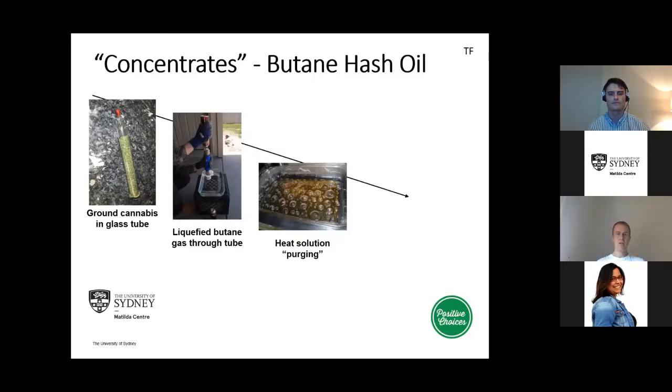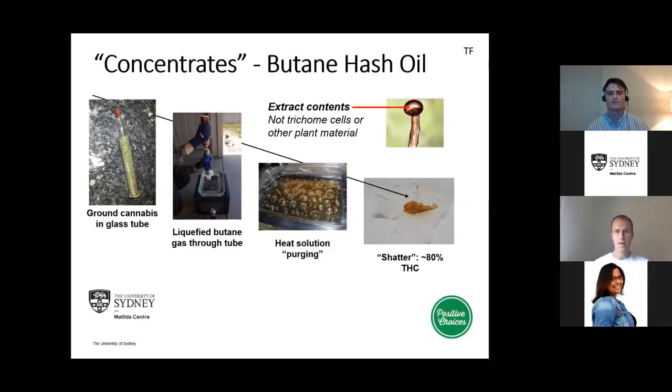This can then be heated through a process called purging. And this produces a concentrated product such as shatter, named after its brittle appearance, with around 80% THC. And then these can get up to around 90, depending on the extraction process. The reason that these methods are more efficient than the sieving method is that they actually extract the contents of the trichome cell. With the cannabis resin, it was just the cell heads being detached, and so that's less efficient, but the concentrates extract directly from the cell.